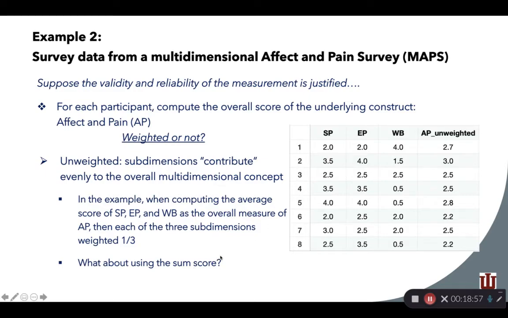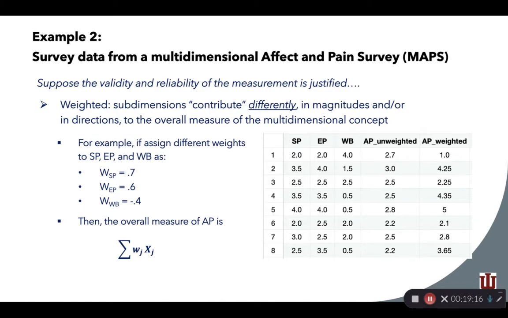Another question is if we're using the sum score instead of the average score. Meaning we're adding up each of the subdimensions and composing the overall measure. Then each subdimension will have a weight of 1. And how about if we're computing a weighted measure? Then each of the subdimensions contributes differently. They can be different either in magnitude or in direction to the overall measure of the multidimensional concept.